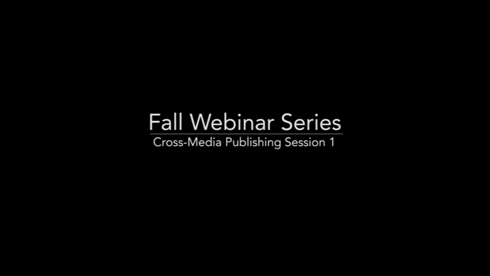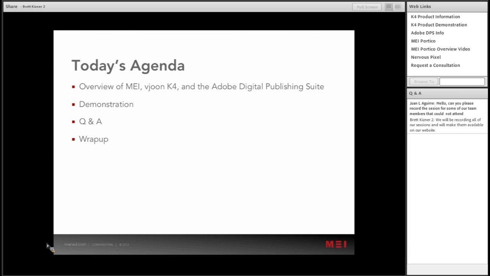So today's agenda, I'll give you an overview of who MEI is, the Vjoon K4 system, and the Adobe Digital Publishing Suite. And from there, we're going to hop into the demonstration. Afterwards, we'll have a little bit of QA and wrap-up, but this is designed to be a very quick webinar. We're aiming for about 30 to 35 minutes. That'll give you some information about what the systems can do, and then ultimately we hope to be able to follow up with you and talk about how you could use the technology.